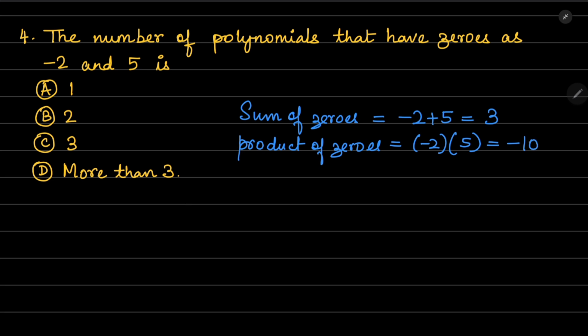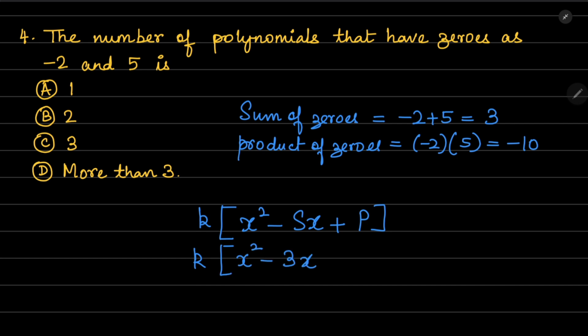Now the quadratic polynomial will be k multiplied by (x square minus sx plus p). So k multiplied by (x square minus 3x minus 10), where s is 3 and p is -10.